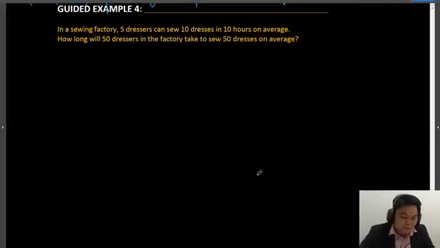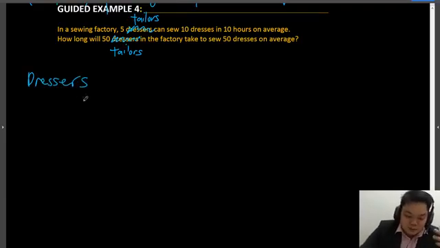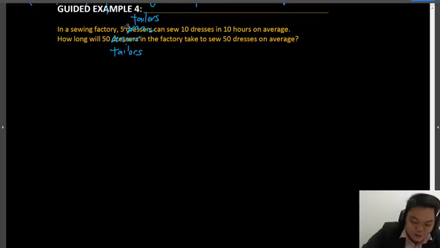Now this is a popular type of problem. Let me briefly change the question a bit so that it's more clear for those of you who are listening. Please change this one to Taylors, and this one to Taylors. The reason is that dressers versus dressers is going to be quite confusing for you. For me, I'm okay with it, but it's confusing for you. So let's just change this a bit.